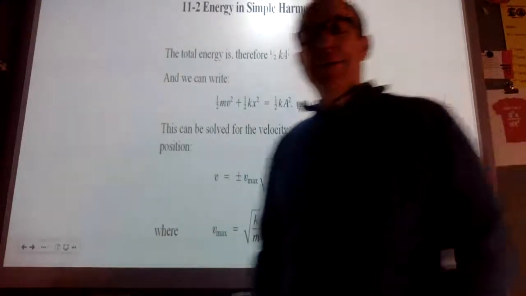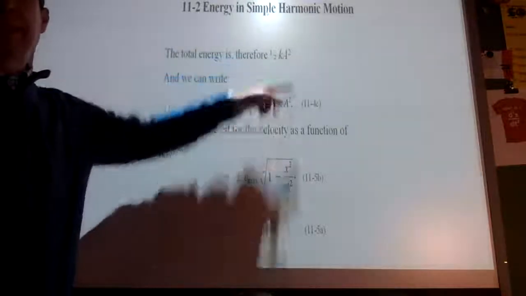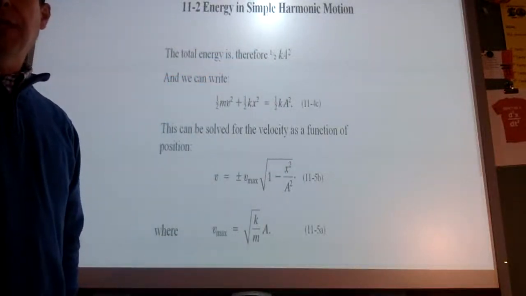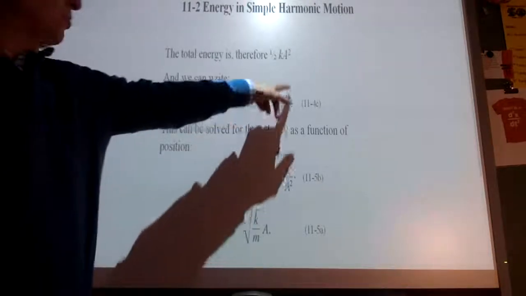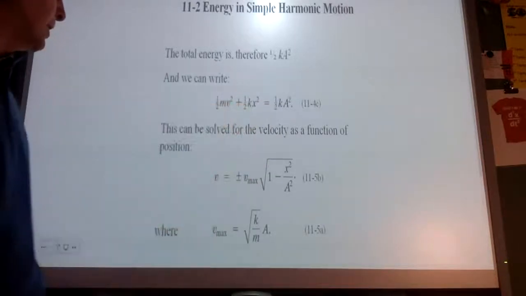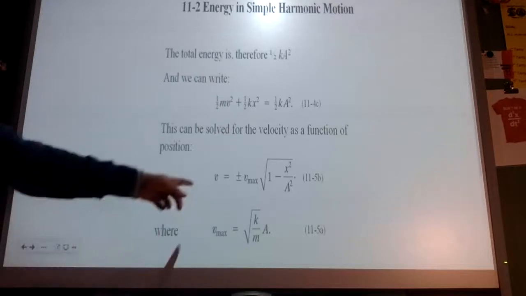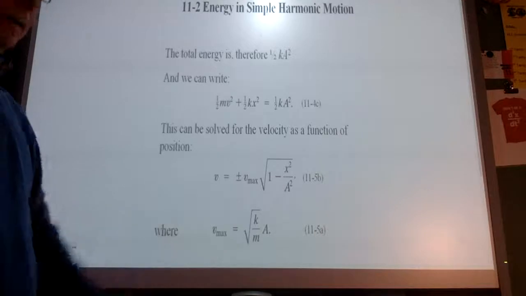So our total energy is 1/2 kx squared. Our x is a special x, which is A, the amplitude. And so I can say that at any point, this total energy is made up of the potential energy and the kinetic energy. And your book moves this around so that they can solve for what v is and what v max is.